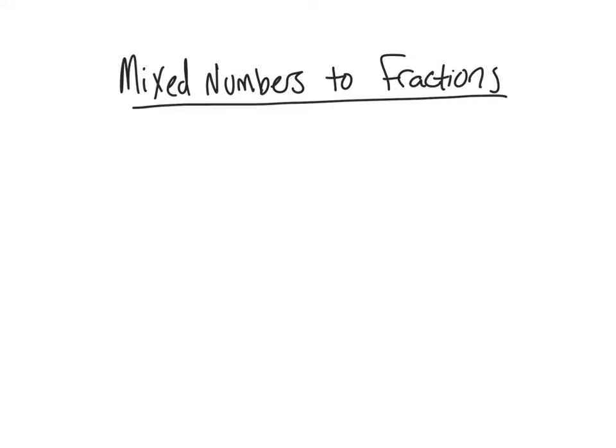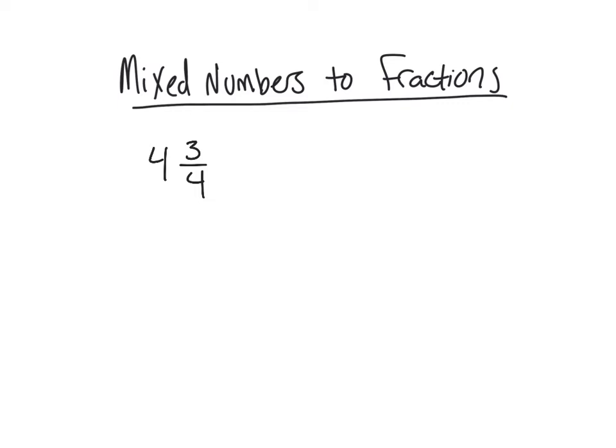In this video, we're going to look at how we go from a mixed number to a fraction, and then if we have a fraction greater than 1, how do we convert it to a mixed number? So let's start with mixed number to fraction. If I have something like 4 and 3/4, that's a mixed number. A mixed number means that we have a whole number and a fraction. So 4 and 3/4. It's more than 4, less than 5.